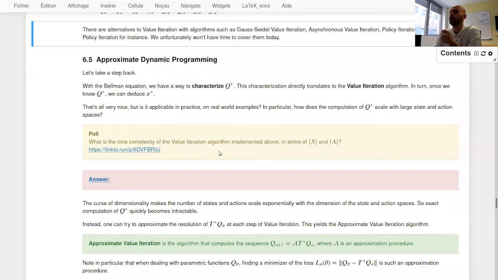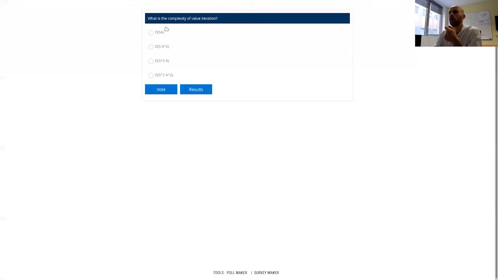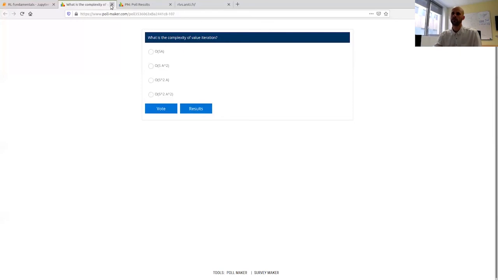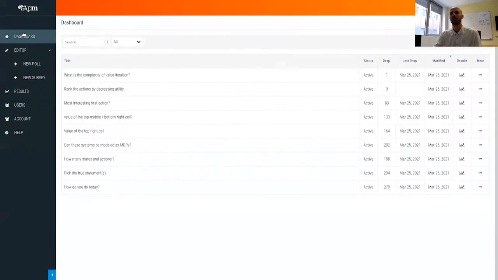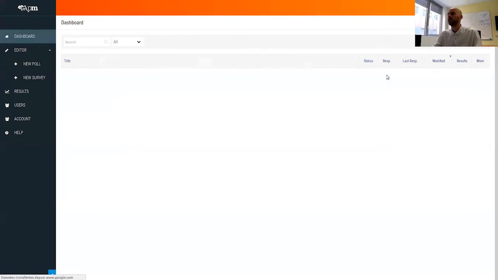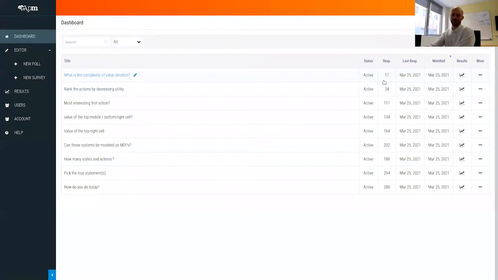And so I will ask you to take a look at the code that was just above and tell me what the time complexity of the value iteration algorithm is in terms of S and A. The different options I'm suggesting here are O of SA, O of SA squared, O of S squared A, or O of S squared A squared. I'm going to give you a bit of time to actually answer that question properly, because this is probably one of the only tricky questions in this notebook. And you can probably see this is the last poll of the notebook.